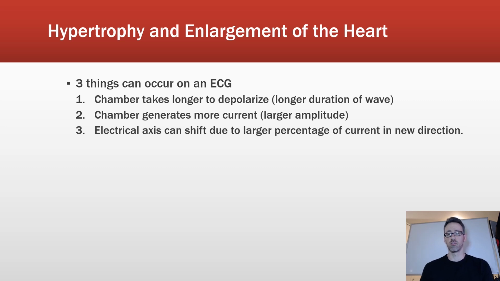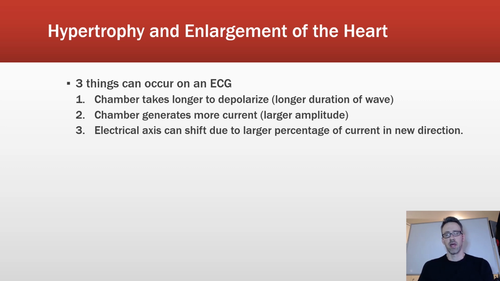It takes longer to depolarize because, ultimately, if you have hypertrophy or a larger amount of tissue, it takes longer. Also, the chambers generate more current, because more tissue means more current, so you would also see a larger amplitude. So this is going to be longer in duration, and there's also going to be an increase in amplitude.